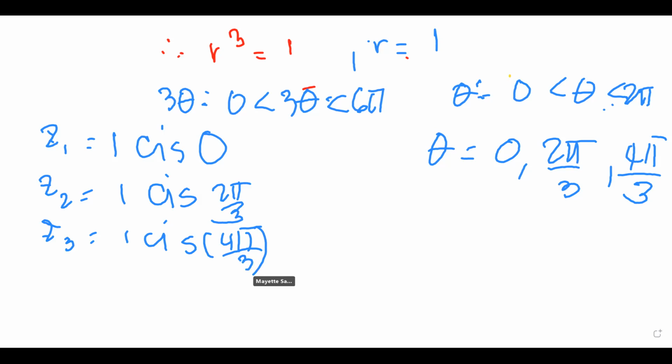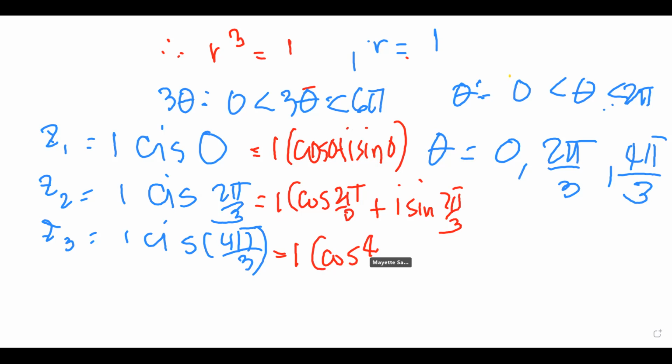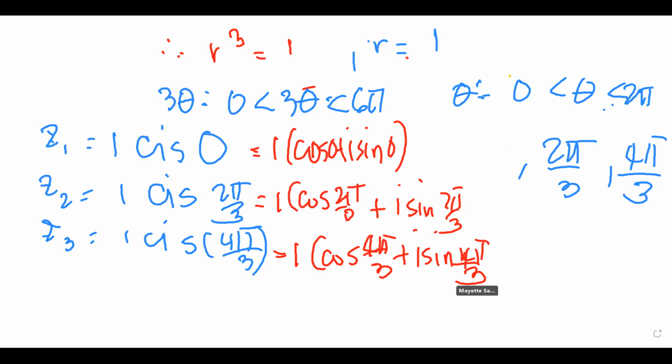Okay? Or this is equivalent to 1 CIS, or cosine 0 plus i sine of 0, which is equal to 1. I'm just expanding the CIS. Then cosine of 2 pi over 3 plus i sine of 2 pi over 3, and then 1 cosine of 4 pi over 3 plus i sine of 4 pi over 3. Okay, let me just erase this part here so I can write some.